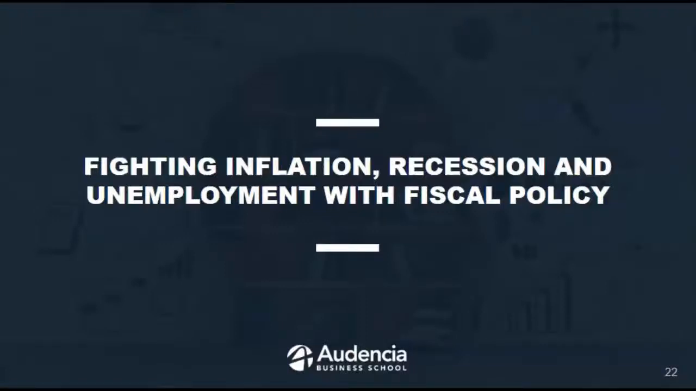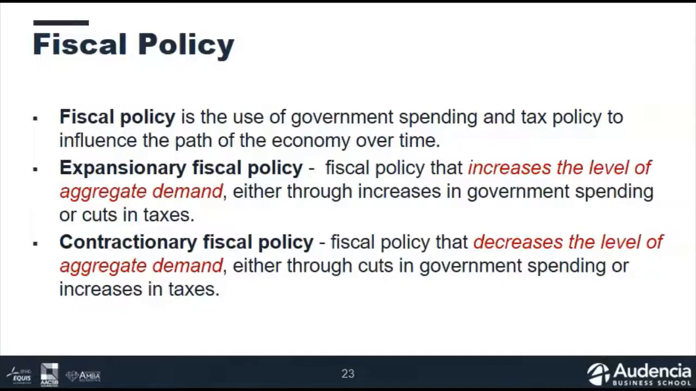So how do we fight inflation, recession, and unemployment with fiscal policy? This is the real hardcore aim of what we want to do. So fiscal policy is the use of government spending and taxes to influence the path of the macroeconomy over time. There are two types of policy.